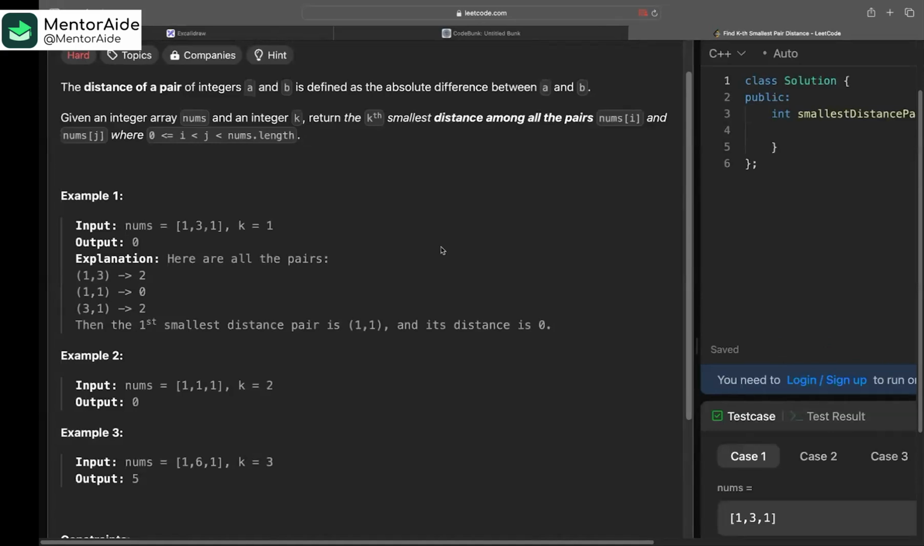No, k is not the distance. K is saying that if you sort all the differences, I want that pair which has the fifth smallest difference, the fifth smallest distance. K is not equivalent to d at all. So it can be 5d as well. I don't get that. What is the significance of that?